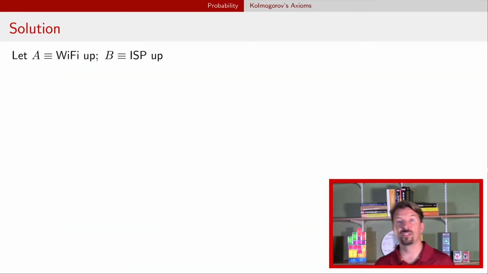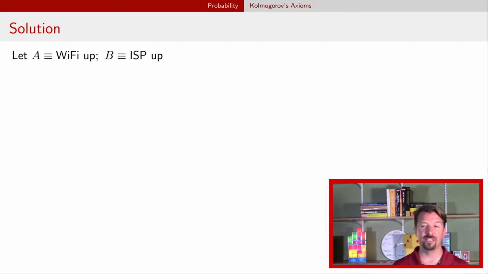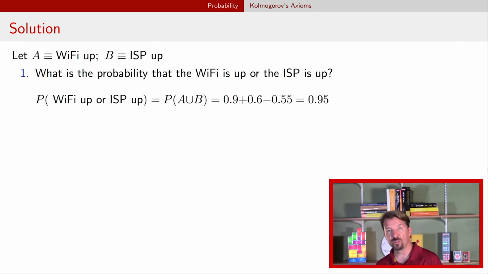Alright, so here's the solution, or one way to solve the problem. There are of course many different ways to solve the problem. We're going to let A be the event that the Wi-Fi is up, and B be the event that the ISP is up. The first question says, what's the probability that Wi-Fi is up or that the ISP is up? And so if we're going to write this in our set notation, that is A union B, because there can be either of those two occurring.